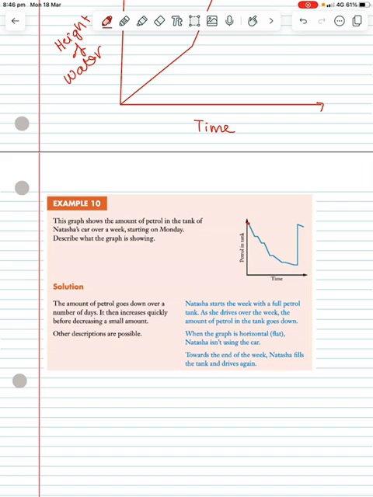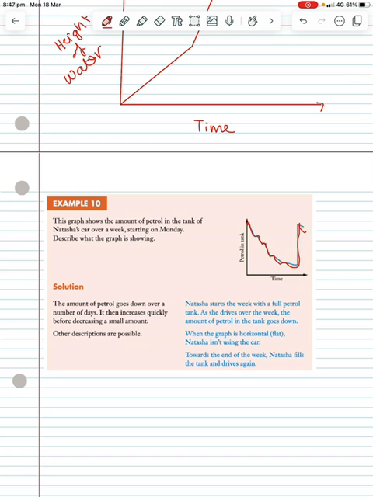And we can see that it goes down and then it stops, then it goes down, then it stops, then it goes down and stops, down, stops, down, and then it jumps up really quickly before it starts going back down. So we could say as she drives over the week, the amount of petrol in the tank goes down.